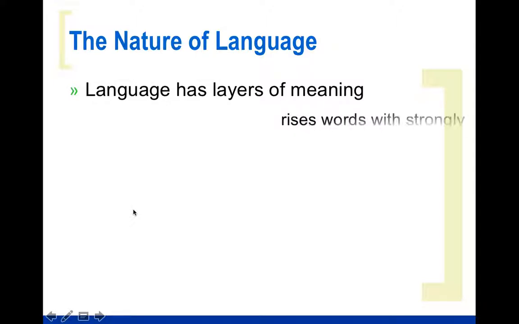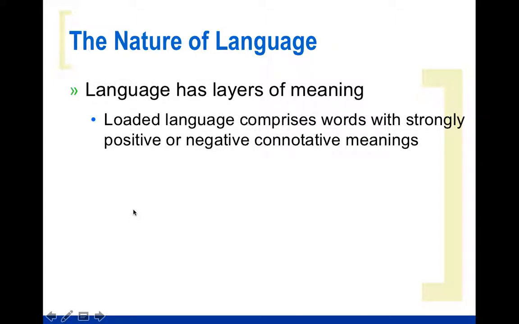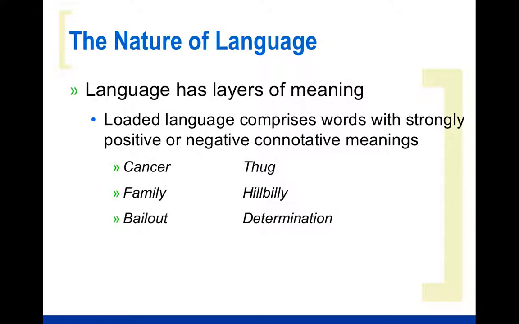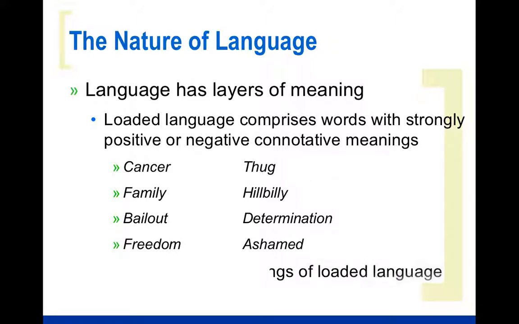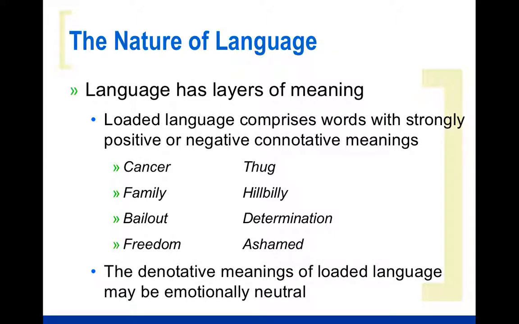Language has layers of meaning, yet again. There's loaded language that comprises words with strongly positive or negative connotative meanings. So again, if we think of some of these words like cancer, thug, hillbilly, family, determination, bailout, ashamed, freedom. These are strong words that have a lot of connotation with them, right?